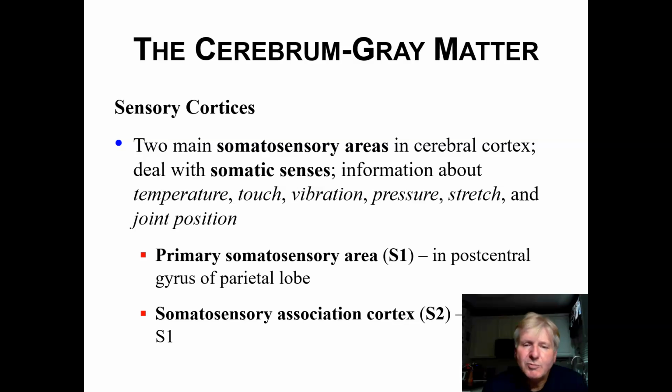You have two main somatosensory areas in the cerebral cortex, and these deal with your somatic senses. Somatic senses include information about temperature, touch, vibration, pressure, stretch, and joint position. Primary somatosensory area S1 is in your postcentral gyrus of the parietal lobe. Somatosensory association cortex S2 is basically just posterior to it, to the S1.